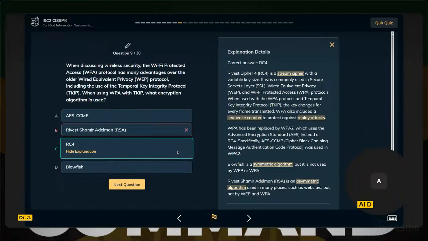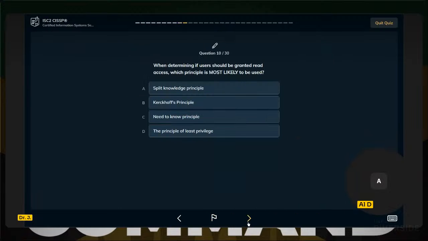RC4 is a stream cipher with a variable key size commonly used in Secure Sockets Layer, Wired Equivalent Privacy or WEP, and Wi-Fi Protected Access protocols. When used with the WPA protocol and TKIP, the key changes for every frame transmitted. WPA also included a sequence counter to protect against replay attacks. So RC4.